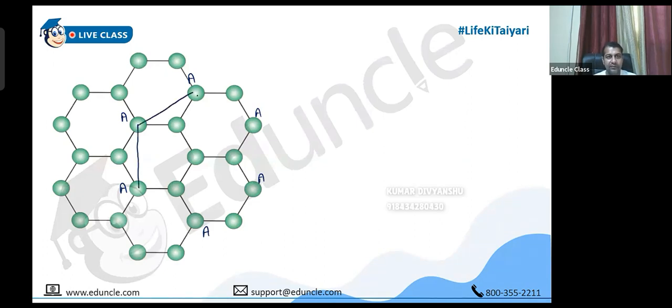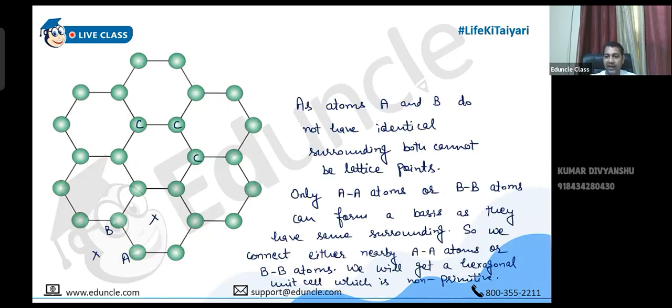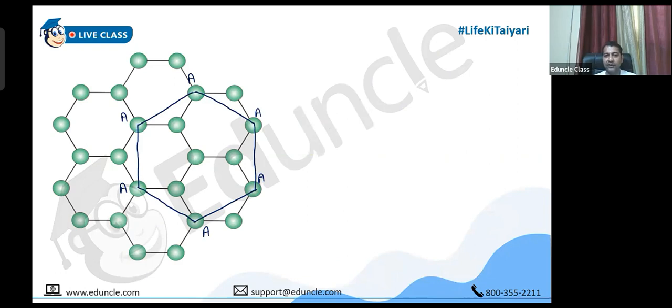So you can see that we end up getting a big hexagon. So this is the unit cell that I was talking about. I have mentioned in this particular slide that we will get a hexagonal unit cell which is non-primitive. So obviously it is non-primitive now because it is containing a lot of atoms.